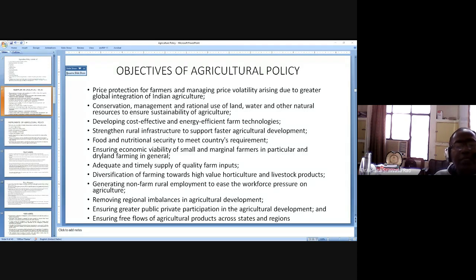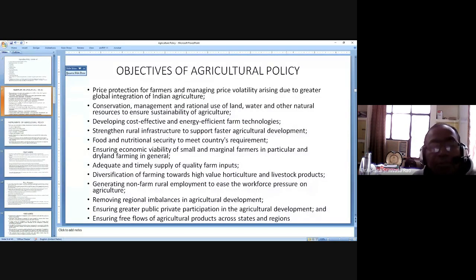Then diversification of farming towards high value horticulture and livestock products. In the majority of cases, diversification is one of the remedial measures to enhance the agriculture production process. A crop rotation system or diversified agriculture farming, diversified to other horticulture products or livestock products, whichever they are interested in, they may want to do such things from time to time.